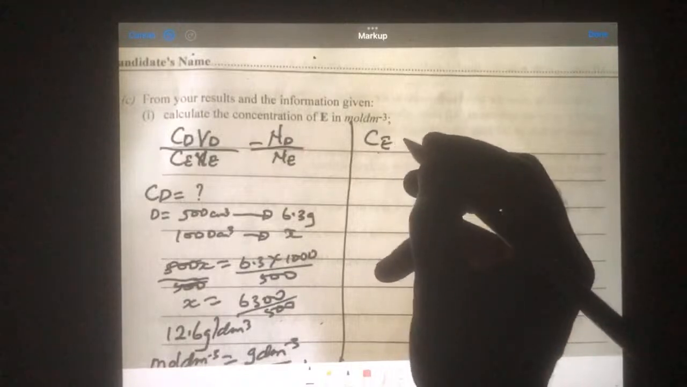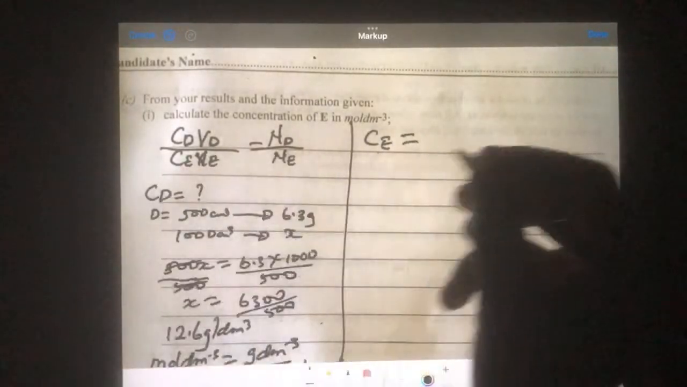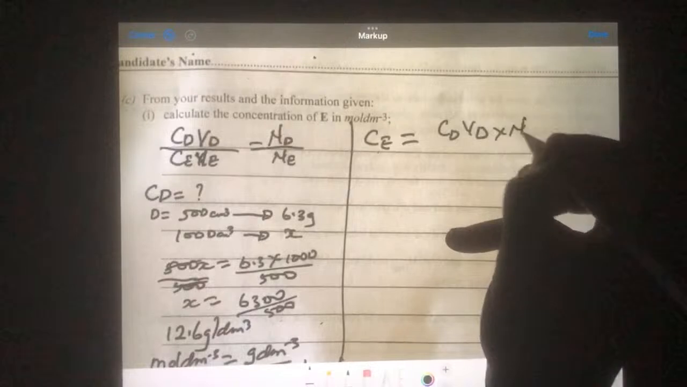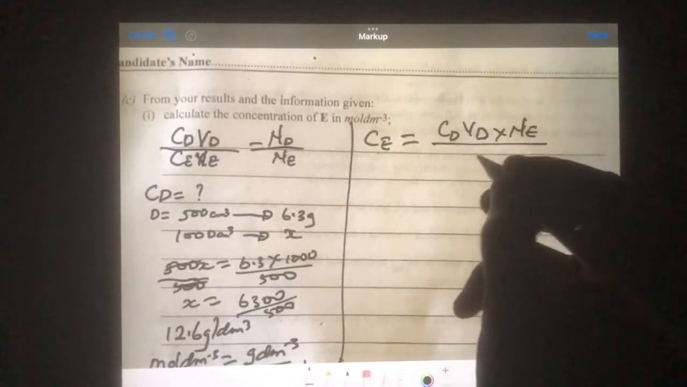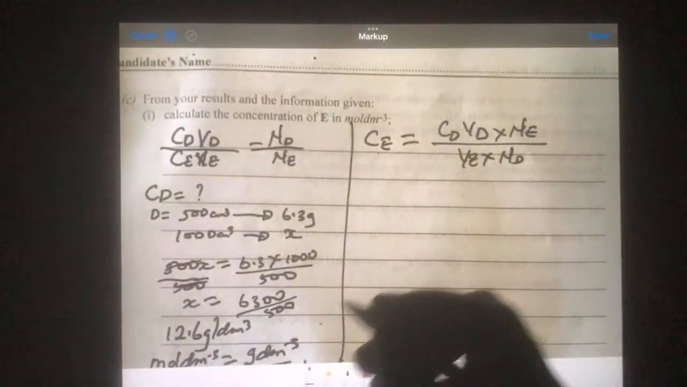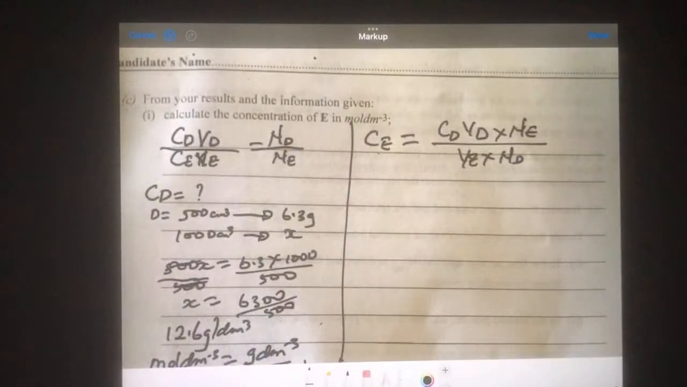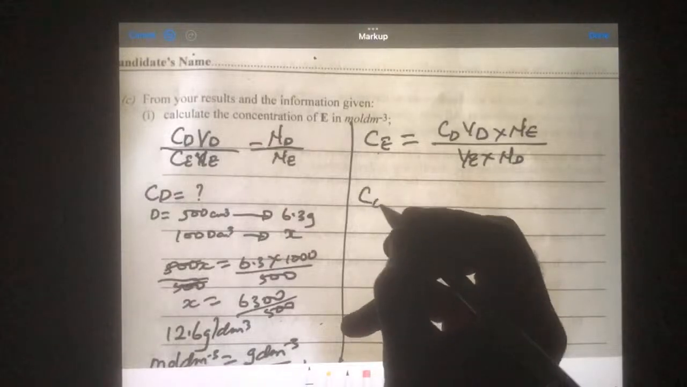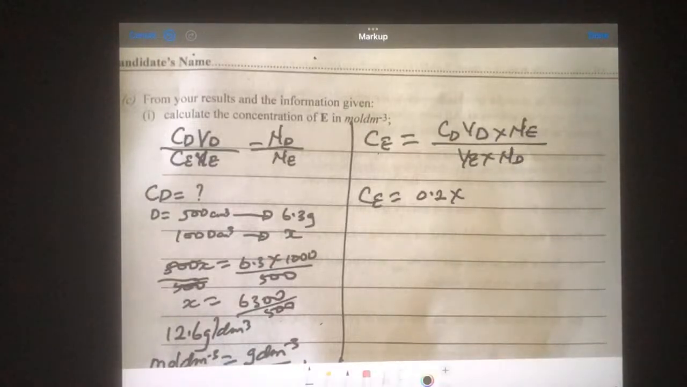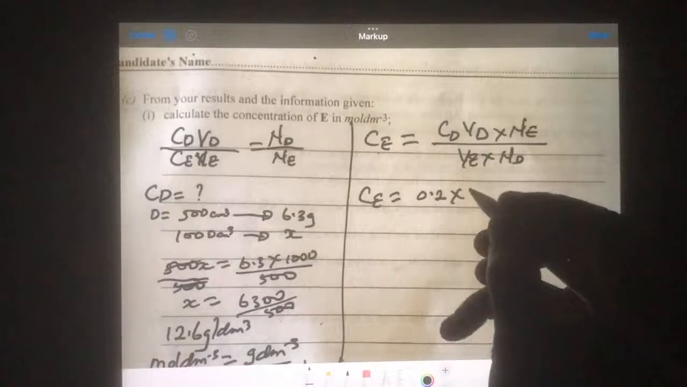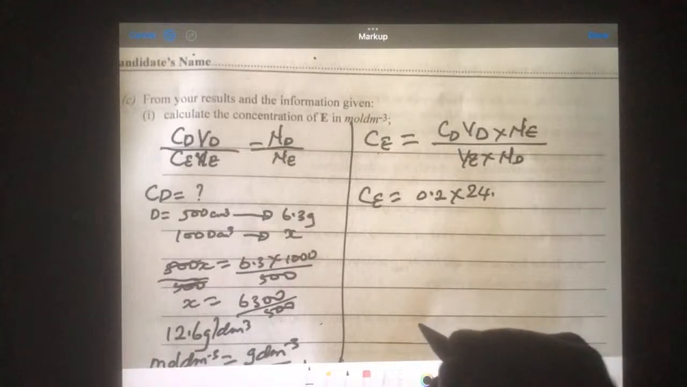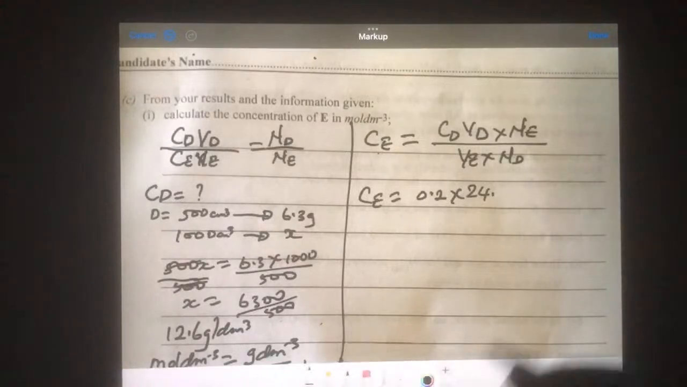So make it the subject of the formula before you substitute. From the relation here, CE is equal to CD VD times NE all over VE times ND. Now you can fill in your values. From that you can get your answer. Our CD is now what? 0.2 times the VD; we have calculated that initially, we got 24.63. You can use any value you get in your school, but it shouldn't be below 20, and it shouldn't be above 30 either.